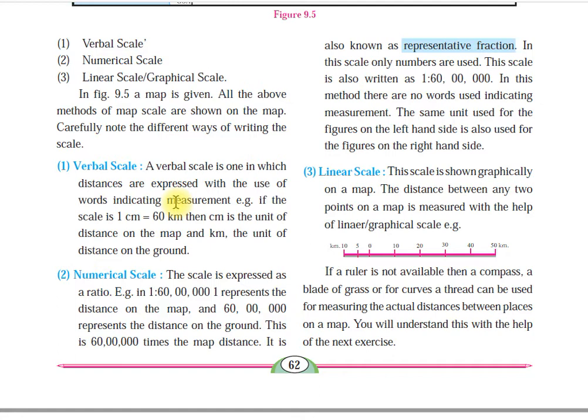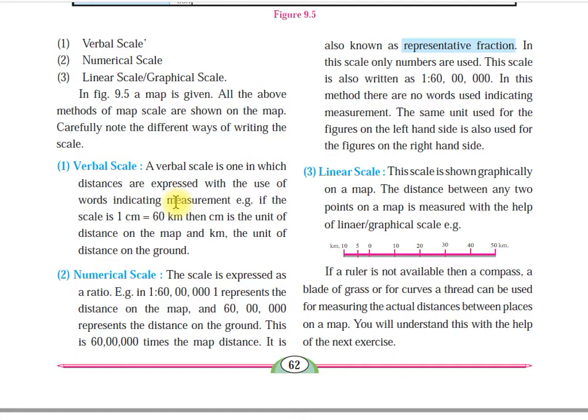Number two, numerical scale. The scale is expressed as a ratio. Example, in 1 ratio 60 lakhs, 1 represents the distance on the map and 60 lakhs represents the distance on the ground. This is 60 lakhs times the map distance. It is also known as a representative fraction, so it is only used for representative purposes. In this scale, only numbers are used.